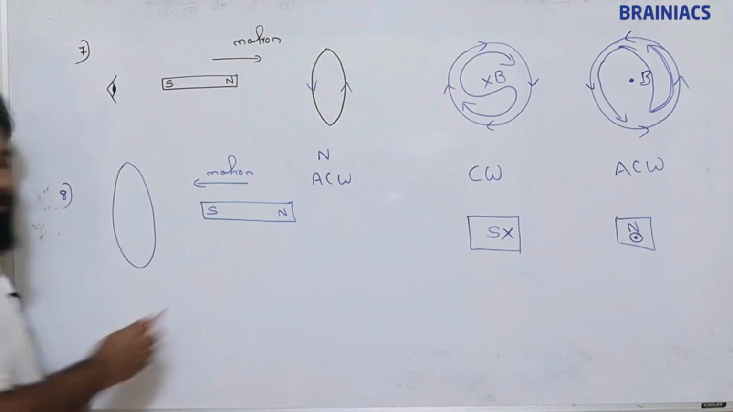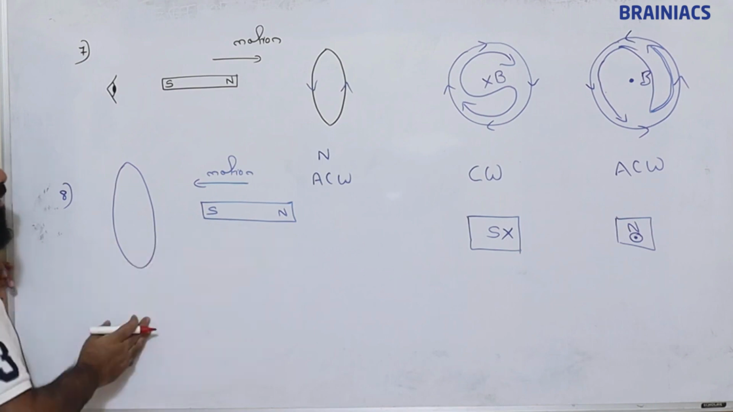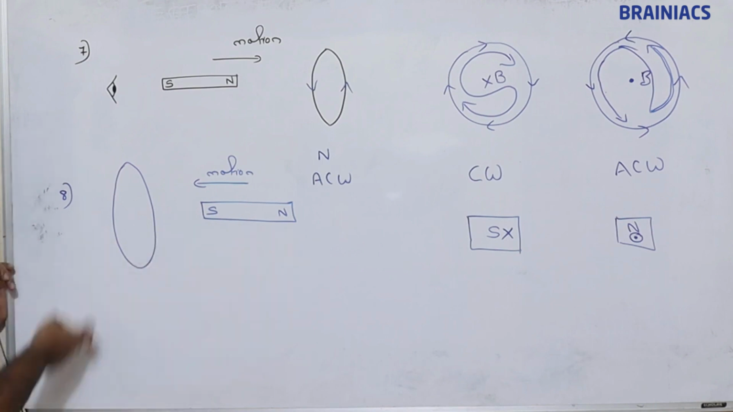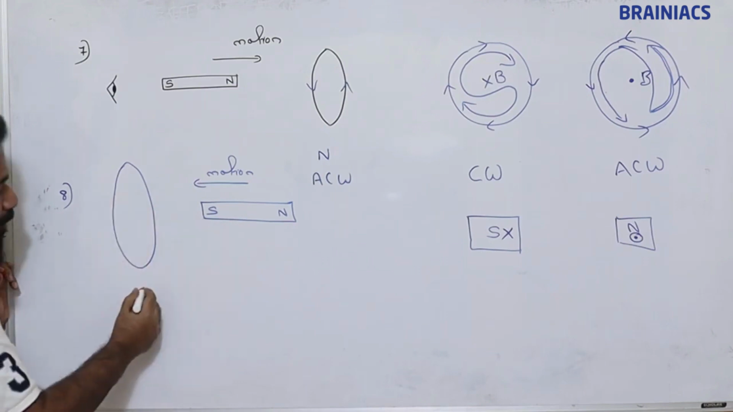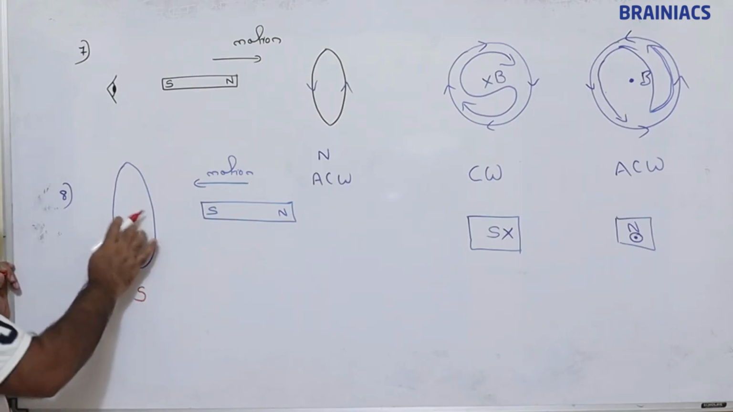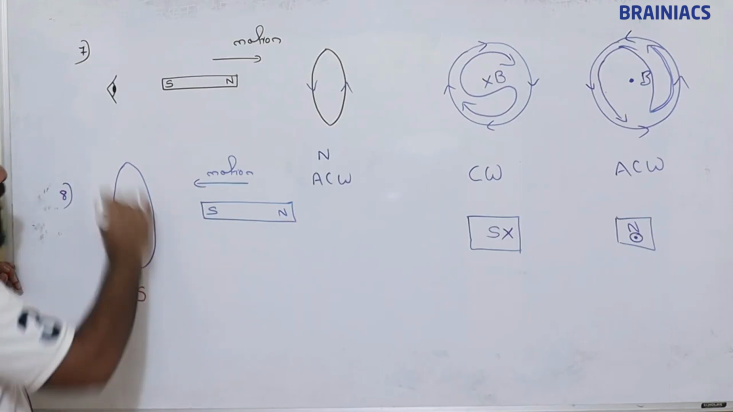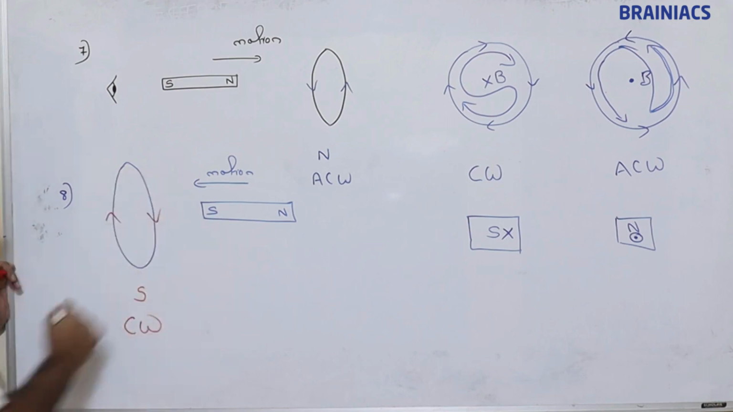Okay, another question. South pole is coming in this direction, towards the coil. It doesn't want south pole to come, so it wants to repel. To repel, we should make south pole here. In order to make south pole, what should be the current here? Current should go clockwise. Clear?